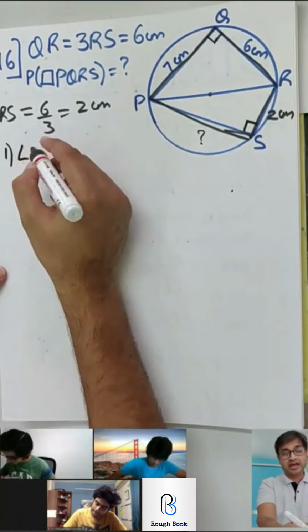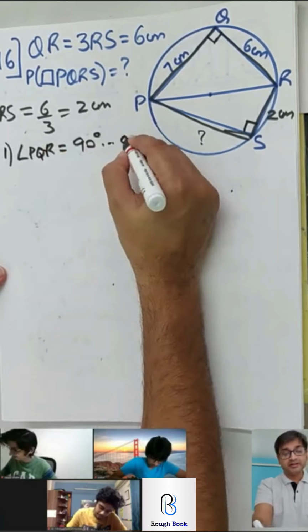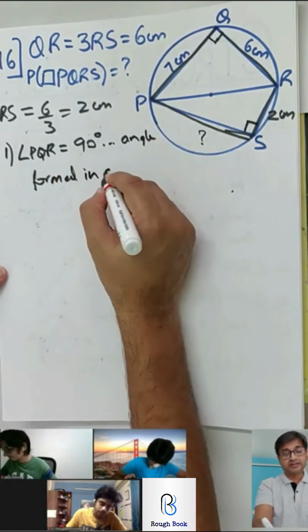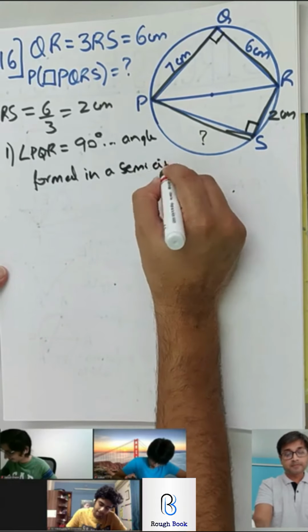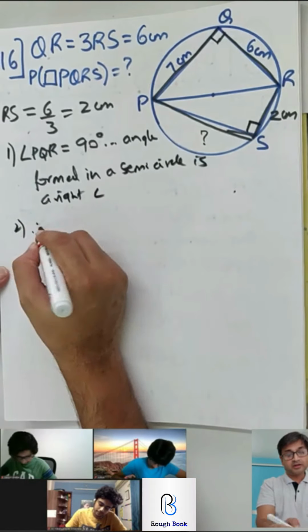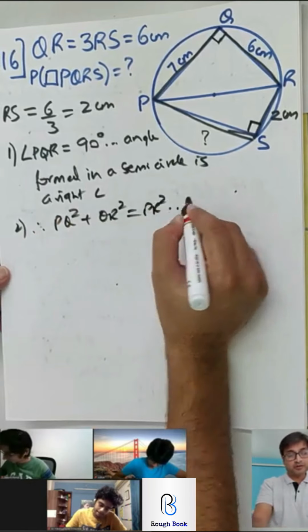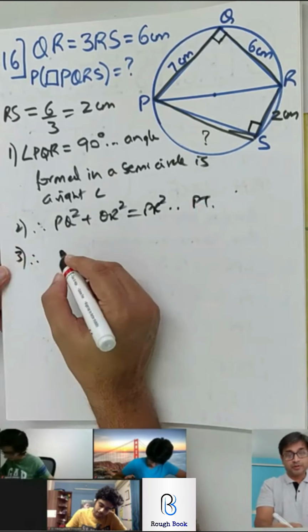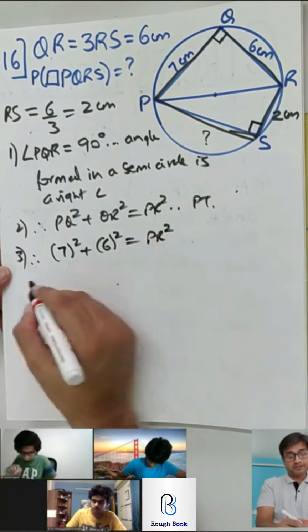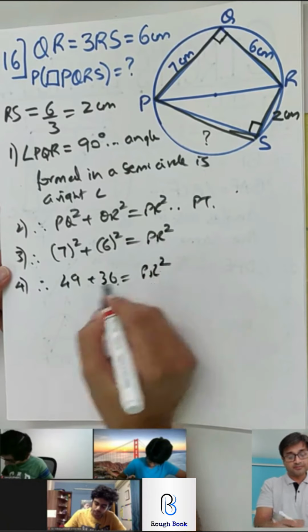So step 1, I would say angle PQR is equal to 90. Reason: angle, full statement you need to write, don't cheat. Angle formed in a semicircle is a right angle. And therefore PQ² plus QR² is equal to PR², Pythagoras theorem. So PQ is 7, QR is 6. So that should be 49 plus 36 is equal to PR².